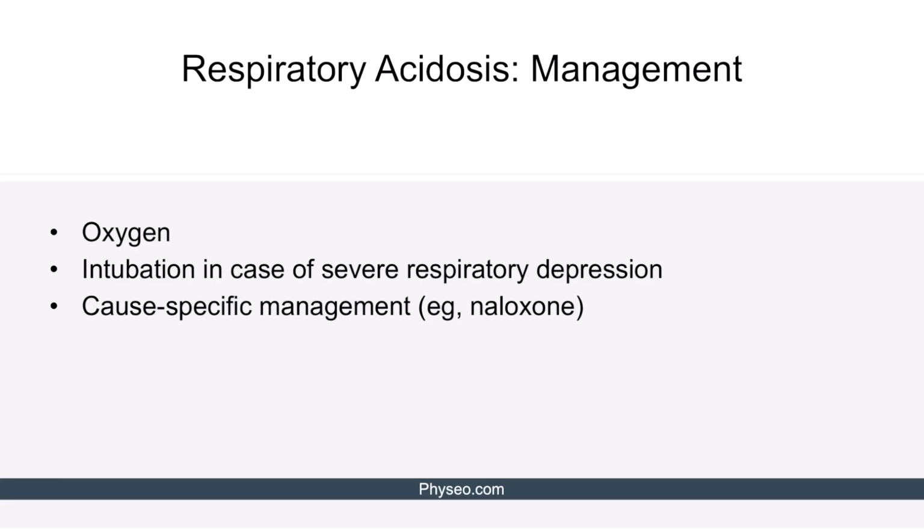Patients with respiratory acidosis are given oxygen to maintain sufficient oxygenation. Intubation is needed only in cases of severe respiratory depression. Otherwise, the management is specific to the cause of this acid-base disorder. For example, we can administer naloxone to the patient suspected of having opioid intoxication.